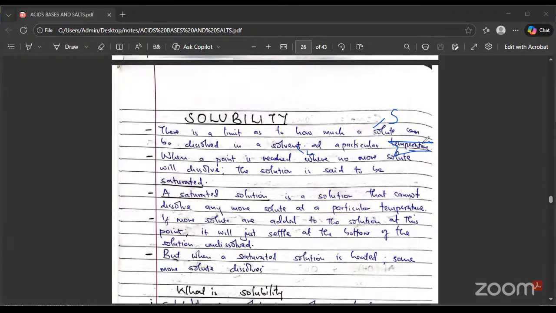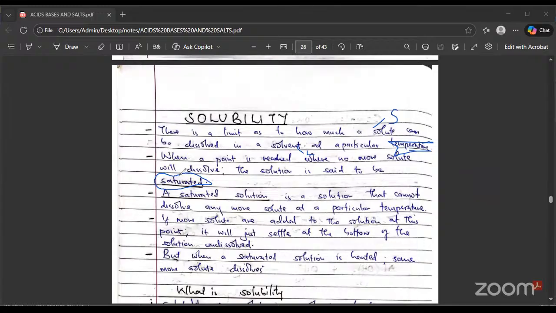I'll use an example of something that we take, all of us. Maybe some of us don't take sugar anymore, but I'll use that example of sugar. When you add sugar to tea, there comes a time when it does not dissolve anymore of that sugar, that solute. When it reaches there, we say that particular liquid or that particular solution is saturated.